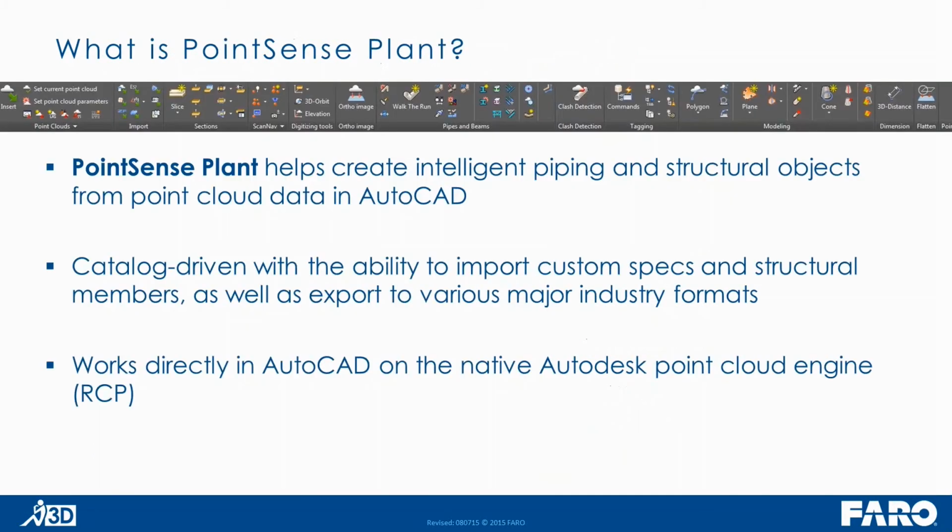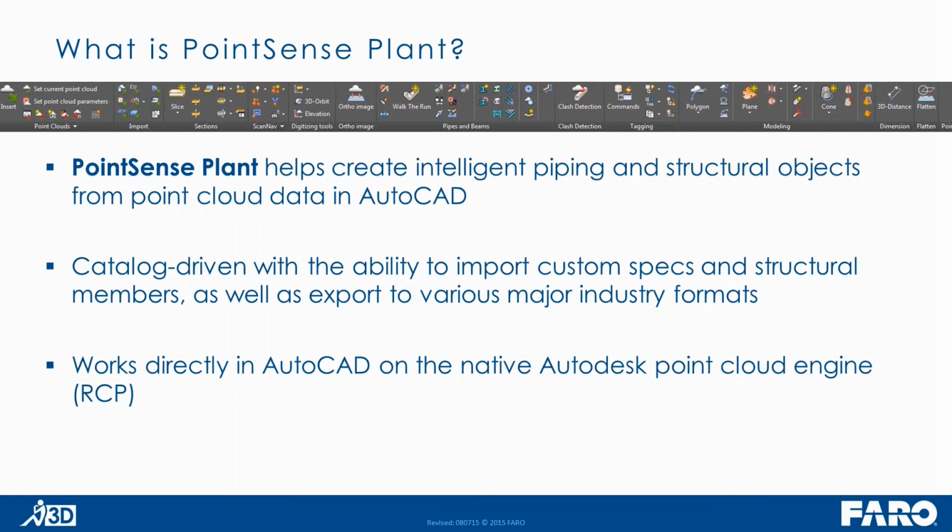So what is PointSense Plant? Well, you can see the giant ribbon here, and if anyone who's used the software since the beginning, this is probably about 6 times the amount of tools that we started with. But this is an intelligent piping product, and not only piping, but obviously structural as well. It's catalog driven. You have the ability to create catalogs from your specs as well as structural parts, whether it's AISC, CISC, or DIN, even custom parts after that.